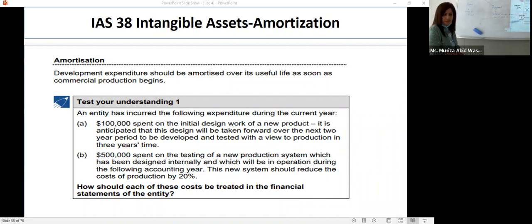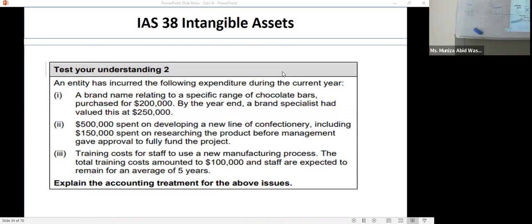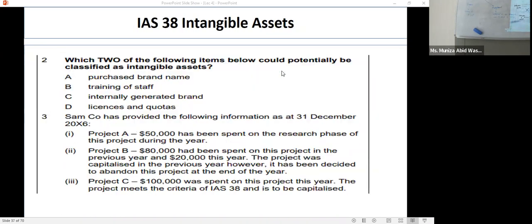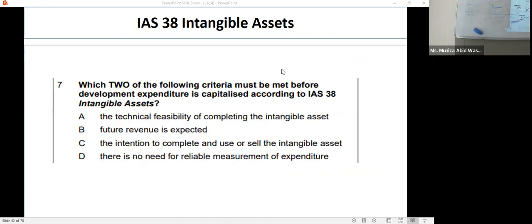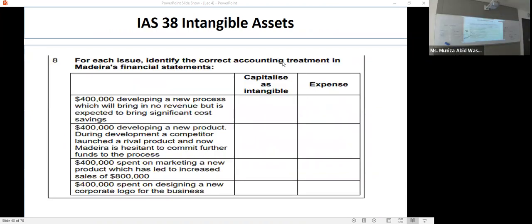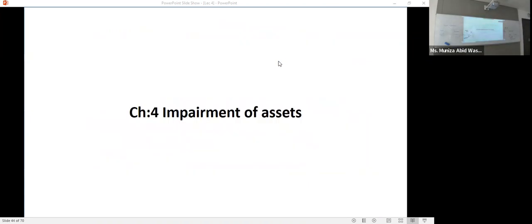Clear, students? Now with this, we are going to finish our lecture for today. Students, understanding number 2 and understanding number 3 are your homeworks. Understanding number 2 and understanding number 3 for IS 38 are your homeworks.